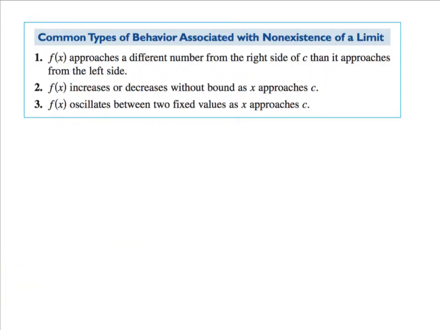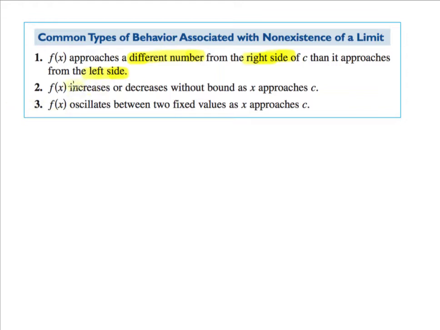As the last three examples illustrated, there are three cases in which a limit fails to exist, and you need to be aware of all three cases. The first one is the function value approaches a different number from the right of c than it approaches from the left of c. So if the right-hand limit is not equal to the left-hand limit, the limit at c does not exist.